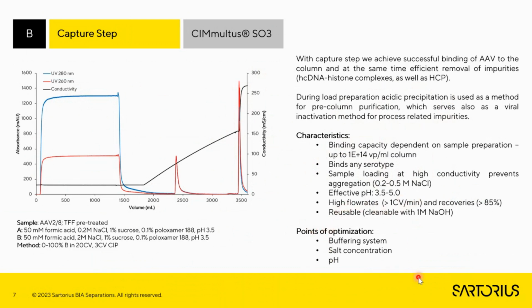What are the points of optimization on the cation exchanger? So usually we work with a buffering system, so anything that is in this acidic range, we increase or decrease the salt concentrations during the loading, or also during the elution, and also the pH is quite an important factor. In this case here on the chromatogram, we use pH 3.5, but also you can go with a higher pH, so around pH 4, depends again on the serotype, but definitely you run the linear gradient, see where your vector occurs, and then adapt to match those conditions.